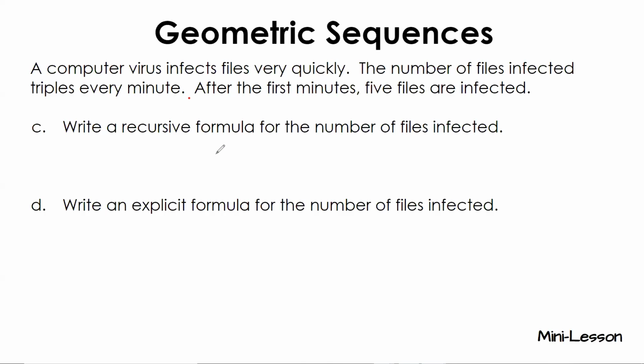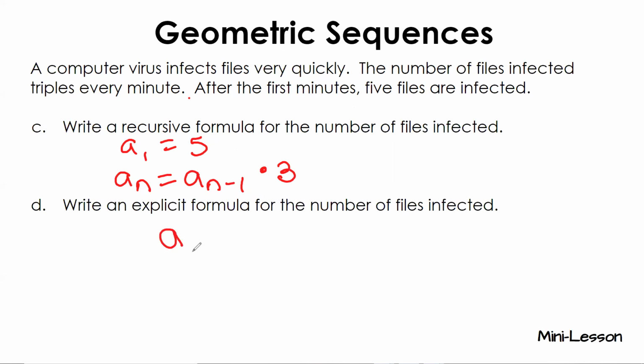Okay, write the recursive formula. So that's going to be a sub 1. Well, how much do we start with? 5 files. a sub n equals a sub n minus 1 times, what is our r? 3. You keep all that the same except for your a sub 1 and your r. That's all you plug in for both of these formulas.